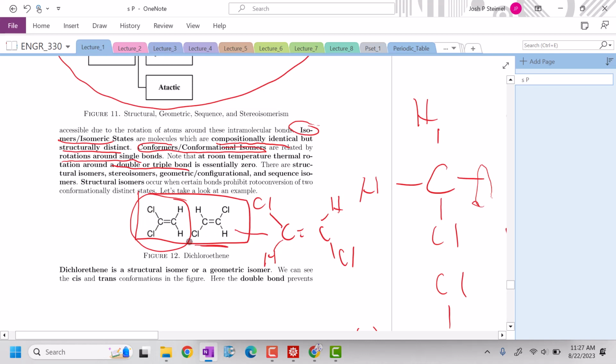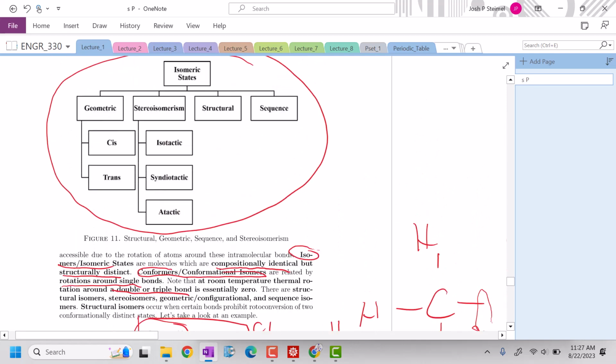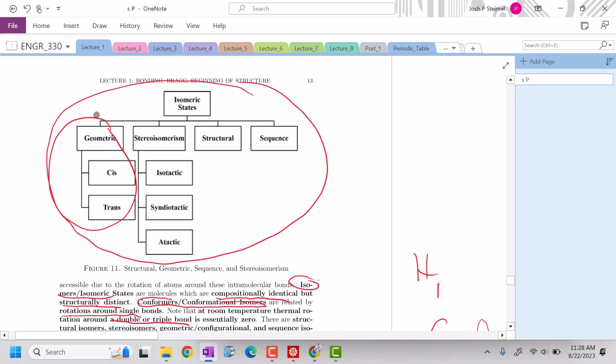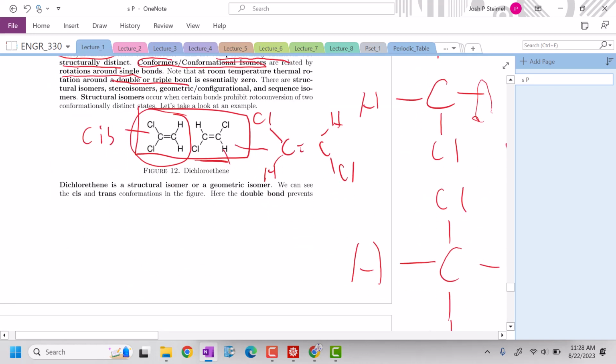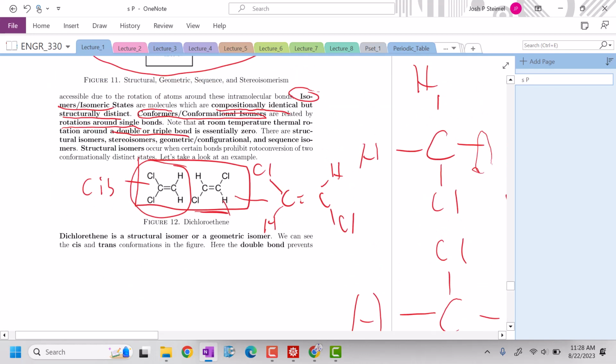But again, we can't rotate around that double carbon bond, and so you cannot essentially recover that original structure. So these are isomers. Specifically, this is a cis isomer and this is a trans isomer. So these are versions of a geometric isomer. These are also structural isomers.